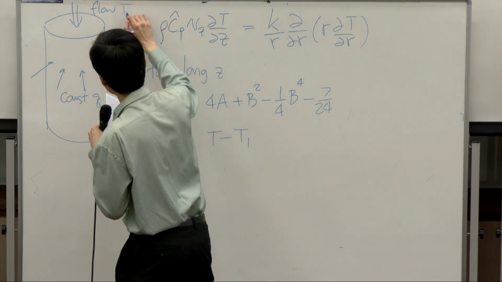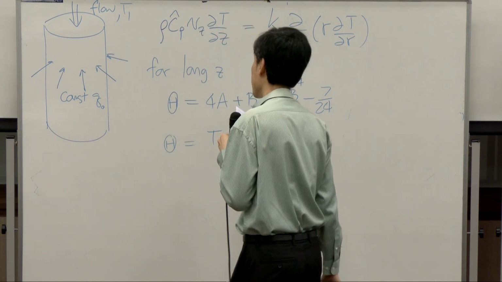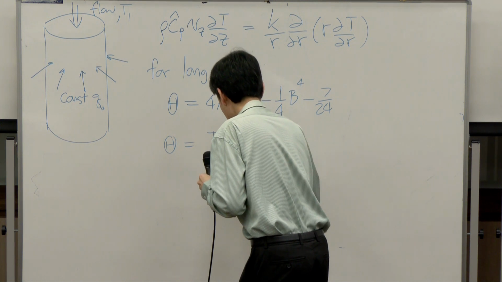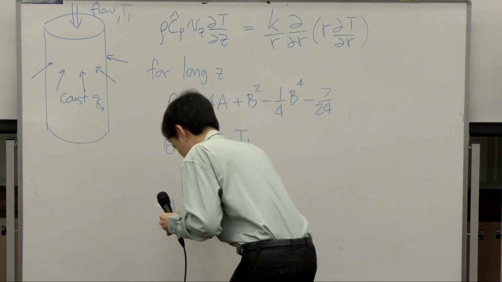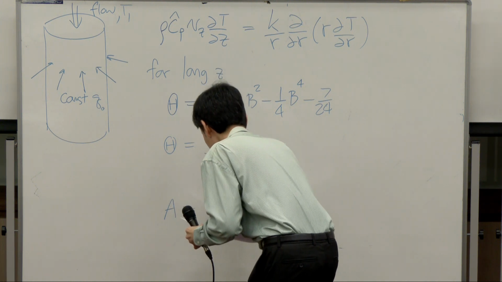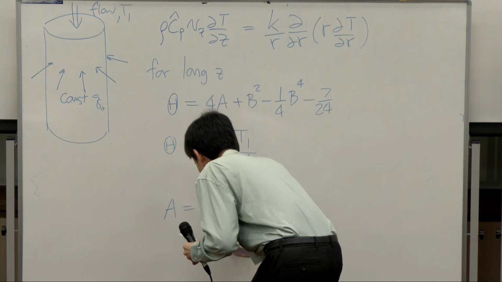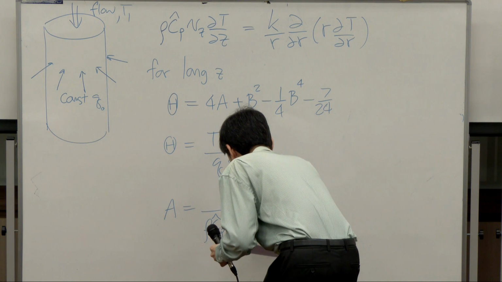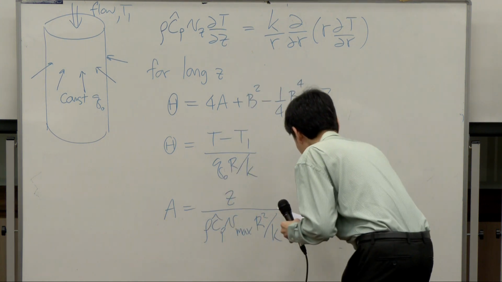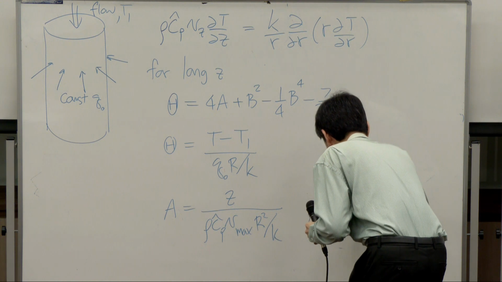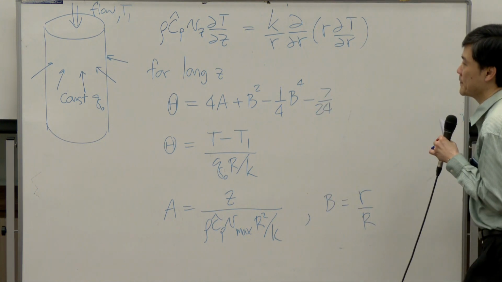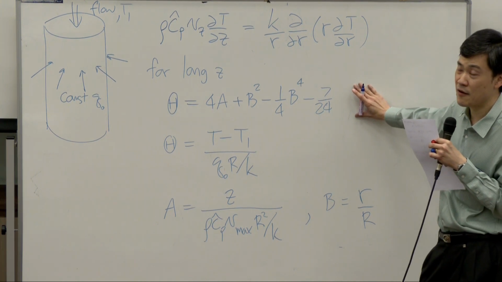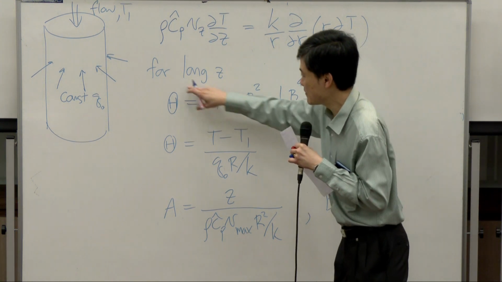If the temperature of inlet water is T1, all right? Now, from here to there, it requires maybe 5-6 pages of the calculation. At the end, you get this function.